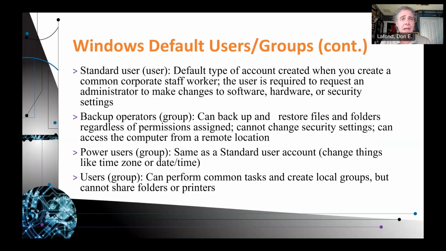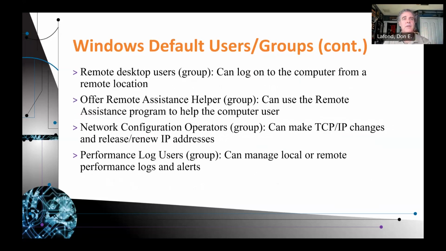Anyways, a backup operators group can back up and restore files and folders regardless of permissions assigned, cannot change security settings, can access the computer from remote locations. Power users, same as standard user, but they can change things like time zone and date. And then the users group can perform common tasks and create local groups, but cannot share files or printers. And the users are obviously in the users group.